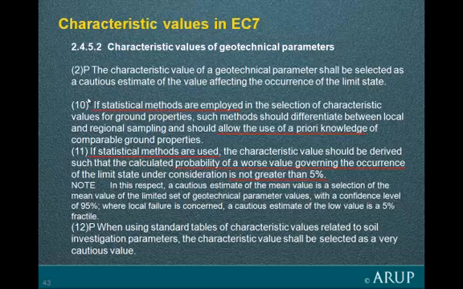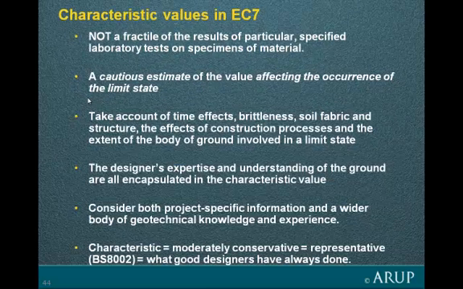But if statistical methods are used, then the aim of that process is that the probability of a worse value governing the occurrence of the limit state is not greater than 5%. If you like, this quantifies the statement that you're taking a cautious estimate. You want a value such that its effect on the limit state would be not greater than 5%. So generally, the characteristic value is not a fractile of test results. Certainly not a fractile of test results. It may be a probabilistic aim for what's in the ground. It's a cautious estimate of the value affecting the occurrence of the limit state.